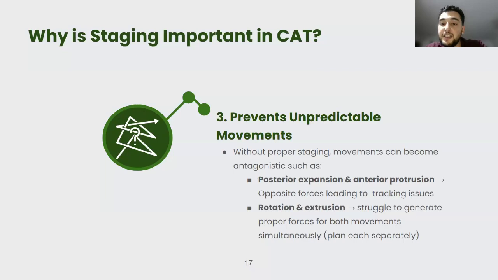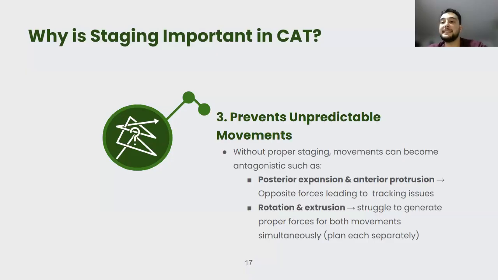Lastly, it prevents unpredictable movements. So without proper staging, movements can become antagonistic. For example, and this is what I was just talking about, posterior expansion and anterior protrusion are opposite forces. So if we're doing both of them at the same time, we're gonna get bad movements in both the expansion and the proclination.